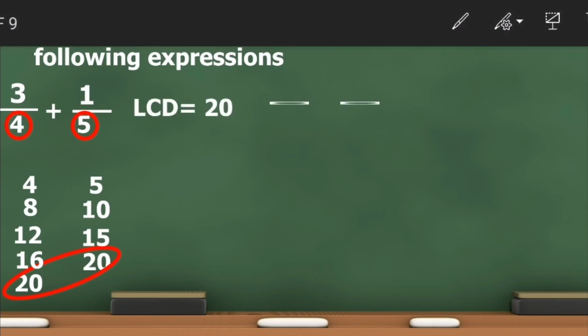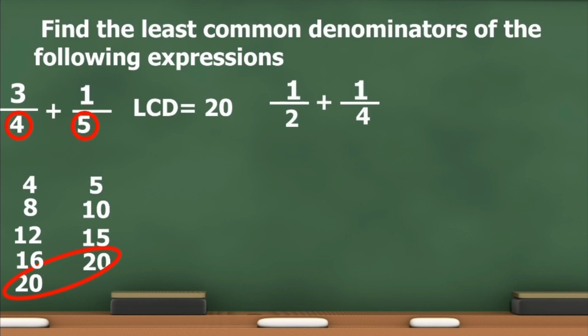Next, 1/2 plus 1/4. So, kunin uli natin yung kanilang denominator. So, add tayo ulit dun sa mas mababang number. So, 2 plus 2 is equal to 4. So, dito class, nakuha agad natin yung least common denominator. So, ang least common denominator ng 1/2 and 1/4 is 4.